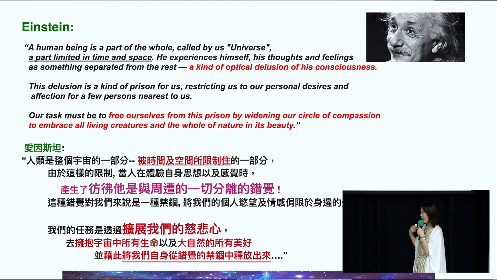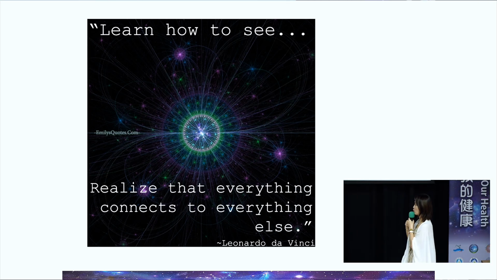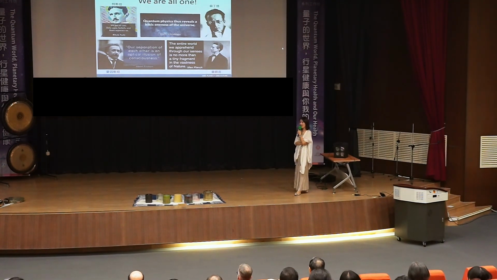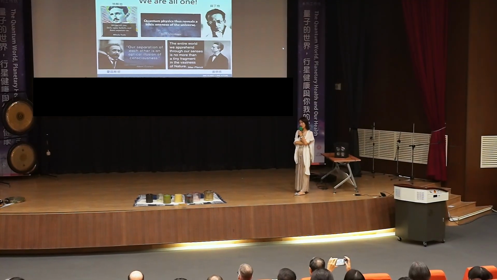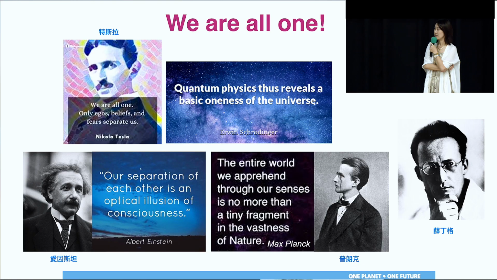So I hope that by understanding the complexity and the close connectedness of everything, we can see through, we can go beyond the limit of our sensation. And I would like to use several quotes from famous scientists and researchers. This one is from Da Vinci. He said that we have learned how to see, realize that everything connects to everything else. And as you might find out, all the greatest minds in modern time, especially the important figures in the development of quantum mechanics, like Tesla, Schrödinger, Einstein, and Planck, are also telling us the same thing.